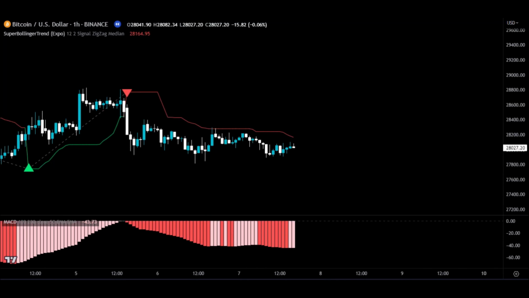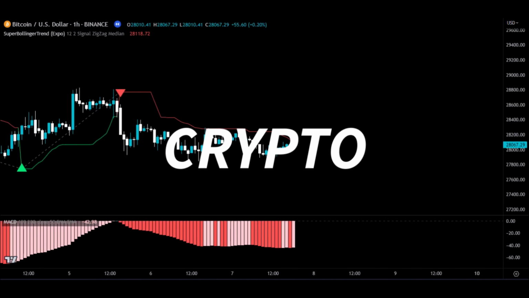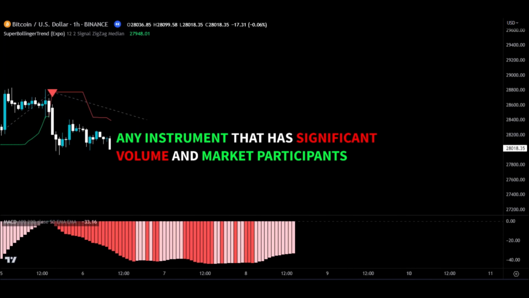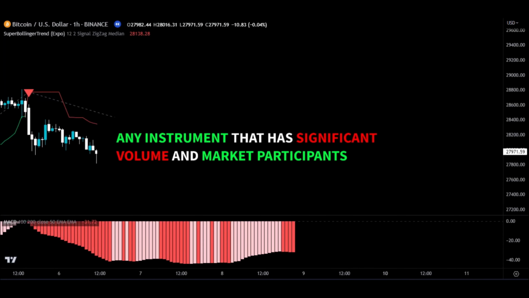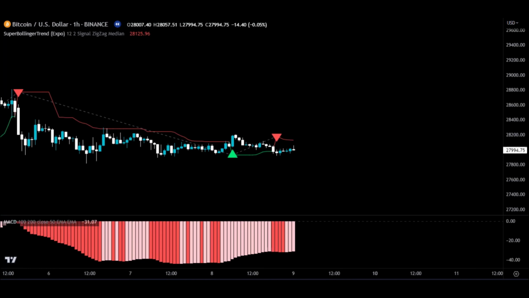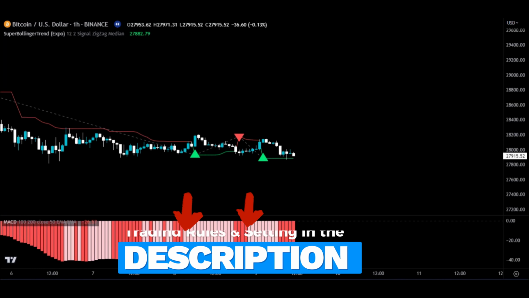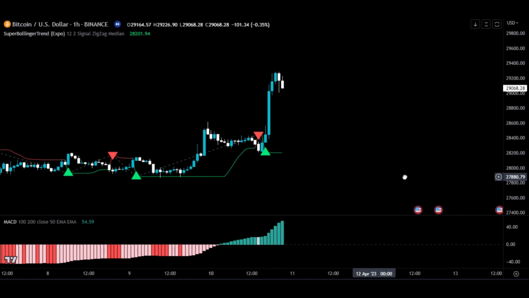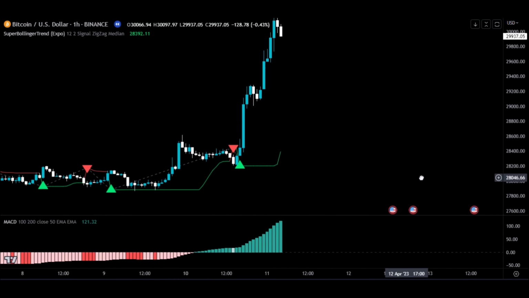Like most trading systems, it can be applied to forex, crypto, options, stocks, indices, or any instrument that has significant volume and market participants. This trading strategy uses two free TradingView indicators. I will leave the settings and all the trading rules in the description below. First, let us discuss the indicators that we will use in our strategy.